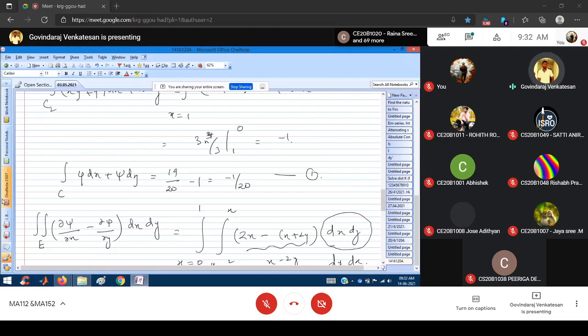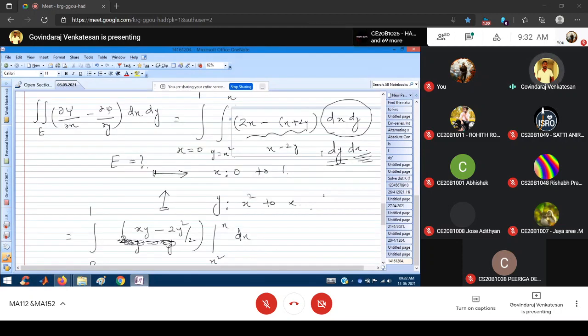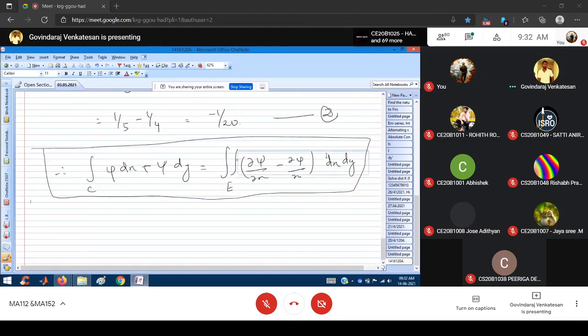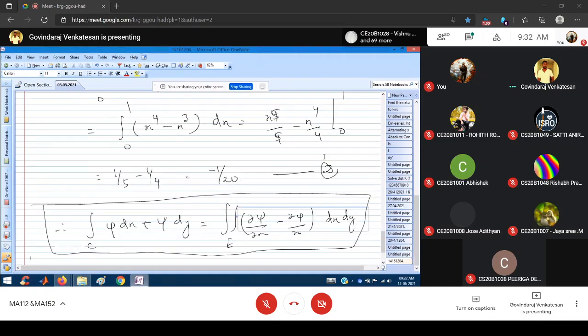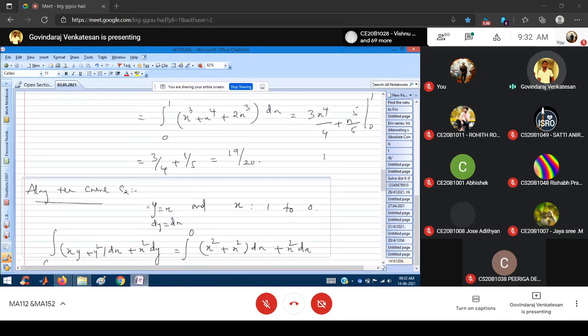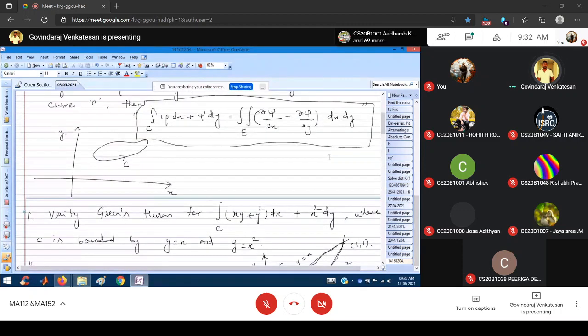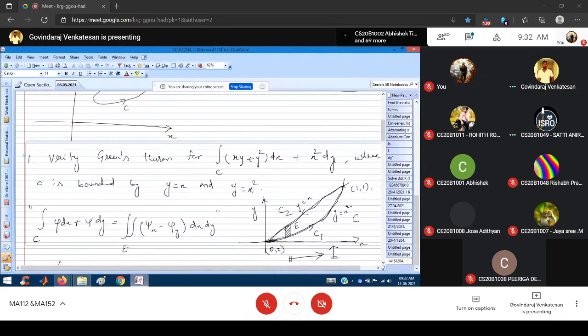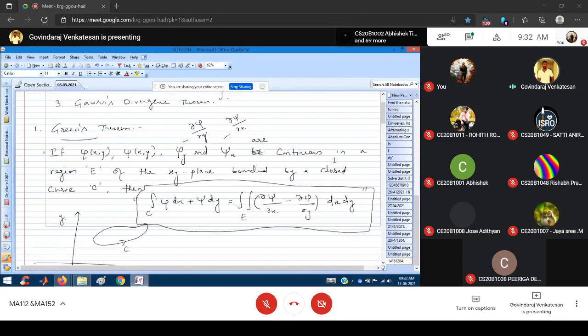This double integral may be entirely new for you. If you have started in your first semester, then this is better. Okay, so any doubts for verifying the Green's theorem? No, sir. Okay.